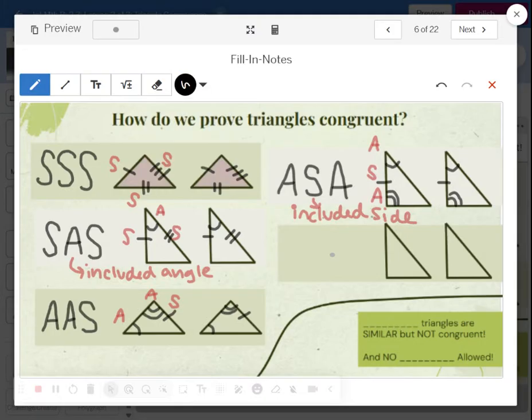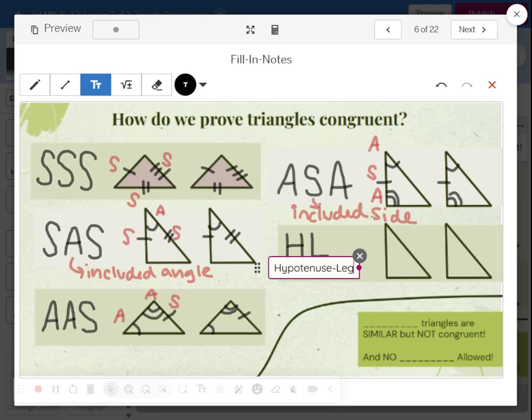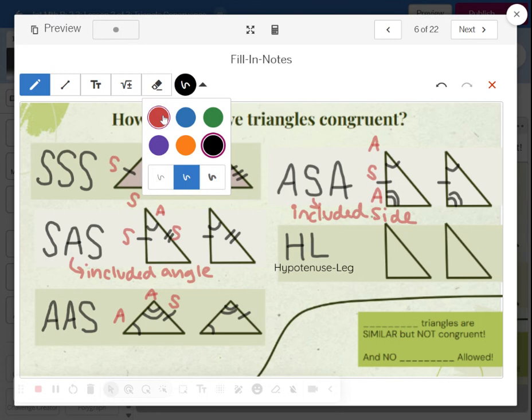All right, our last example is HL. I'm going to write out what this stands for because all the other ones were S and A: S stands for side, A stands for angle. This one's kind of strange, so I'm going to go ahead and type this out. This is called hypotenuse leg. It's kind of a weird thing, hypotenuse leg.